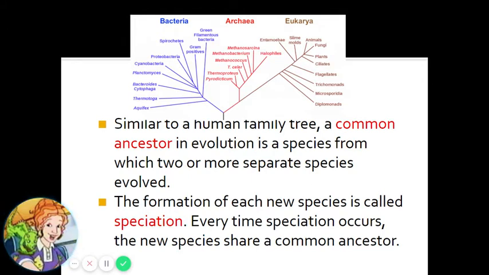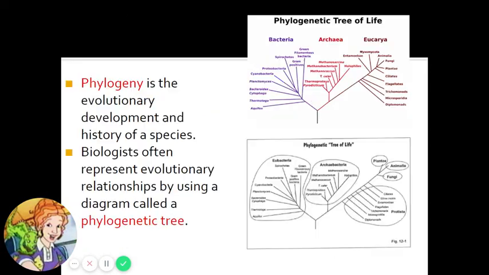We talked about the formation of new species being called speciation. So each time speciation occurs, those 2 new species share a common ancestor. So the study of all this is called phylogeny, which is the study of evolutionary relationships. And this is how phylogeny is represented with this tree of life.